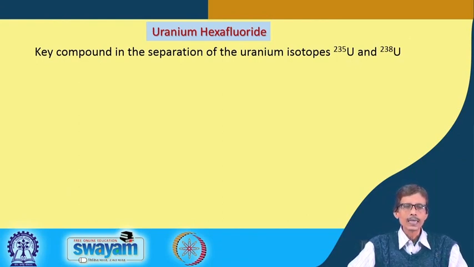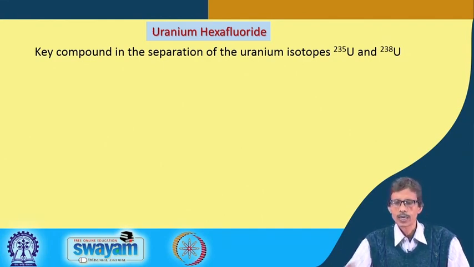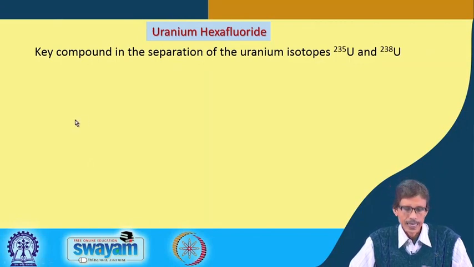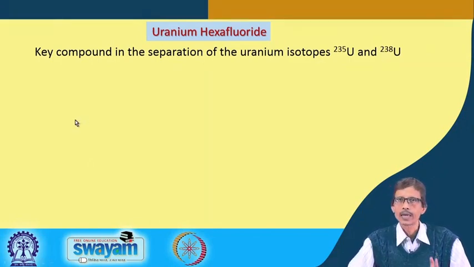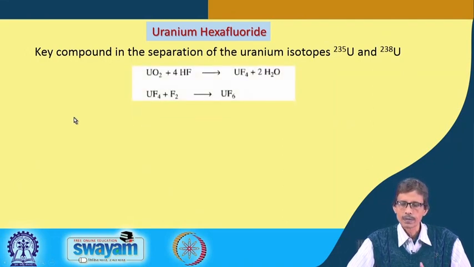So, it is basically the most important compound in the separation of uranium isotopes. We get two isotopes, one is 235 and the other 238. So, you can get the corresponding hexafluorides and we can separate them from their typical properties. That means, your physical properties will be different for these two isotopes and we can separate them out.